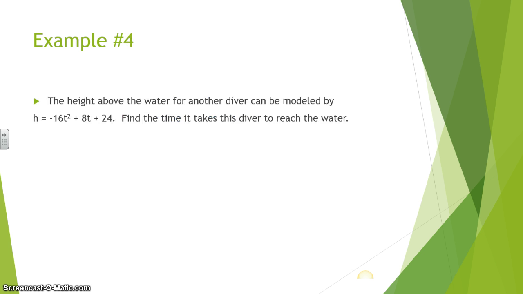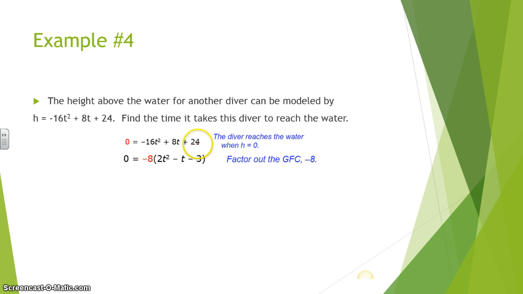In this section, you might also see a story problem. It says here the height above the water for another diver can be modeled by h equals -16t squared plus 8t plus 24. And they want to find the time it takes the diver to reach the water. What we first have to do is factor. -8 goes into each of these, so we factor out a -8 to get 2t squared minus t minus 3. Then we factor this trinomial to get (2t minus 3)(t plus 1).